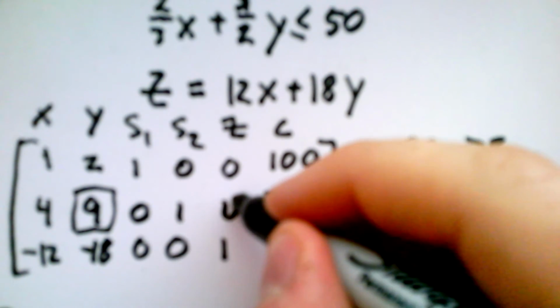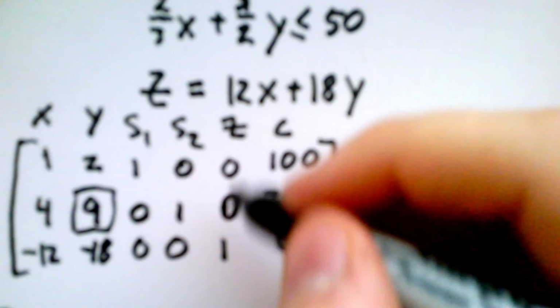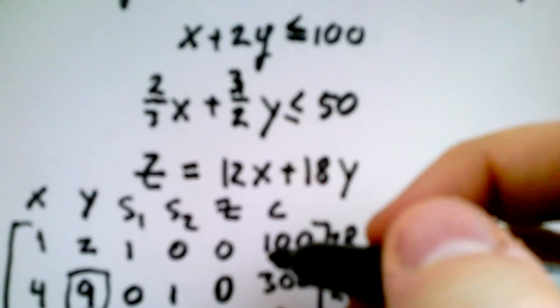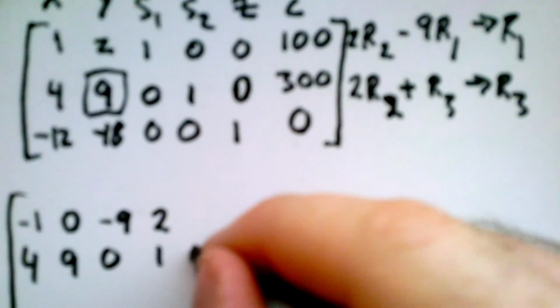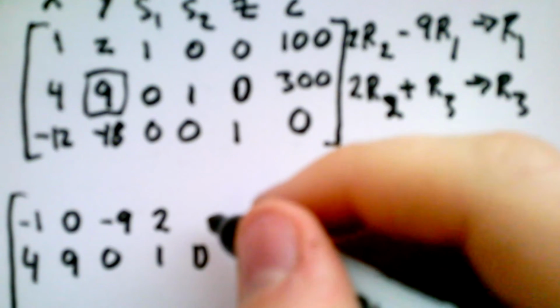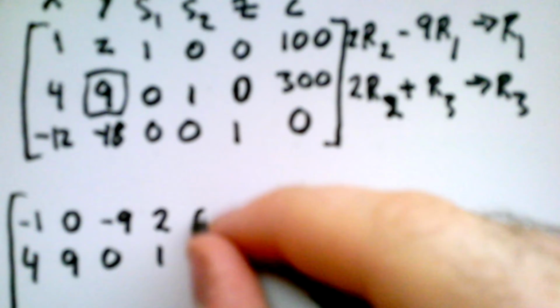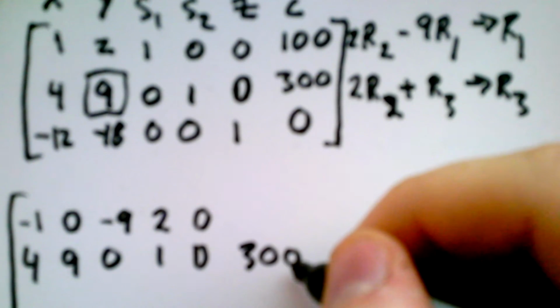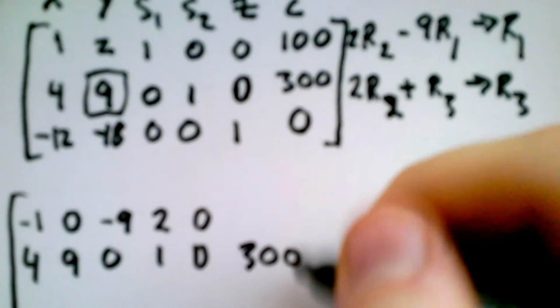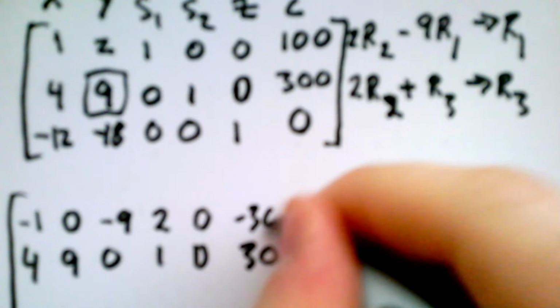This tableau is incorrectly formatted. There should be a 0 here because there's no z in the second constraint function. We've caught that and we've fixed it. This is a 0 here. So 2 times 0 plus negative 9 times 0 is 0. 2 times 300 is 600. Negative 9 times 100 is negative 900. 600 minus 900 is negative 300.